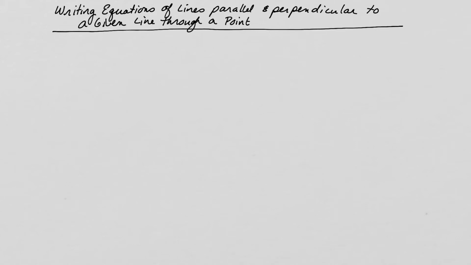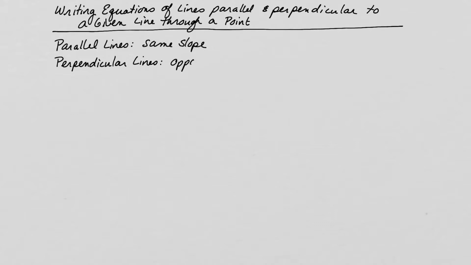In this video, we're going to look at how we write the equations of lines that are parallel and perpendicular to another line. So the thing that we want to remember first is a little bit about parallel and perpendicular lines. Parallel lines have the same slope, and perpendicular lines have slopes that are opposite in sign and reciprocals. So we would flip the fraction over and then also change it from being positive to negative.